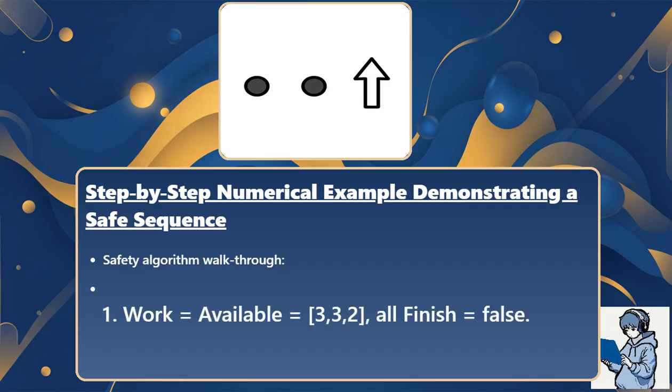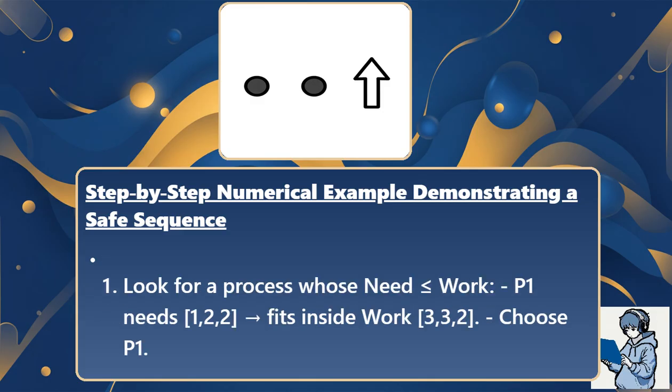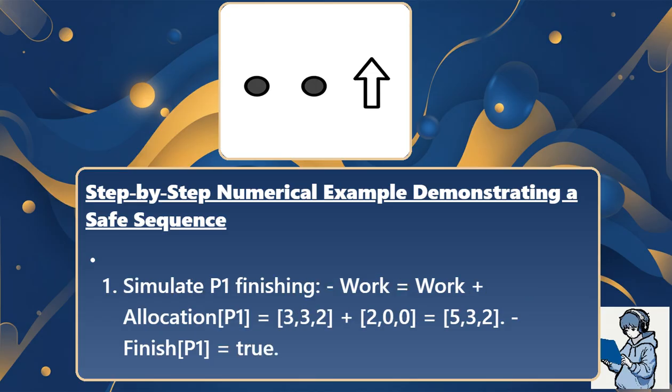Safety algorithm walkthrough. Step 1: Work equals available, which is 3, 3, 2. All finish equals false. Step 2: Look for a process whose need is less than or equal to work. Process 1 needs 1, 2, 2, which fits inside work 3, 3, 2. Choose process 1. Step 3: Simulate process 1 finishing. Work becomes work plus allocation of process 1, which is 3, 3, 2 plus 2, 0, 0 equals 5, 3, 2. Finish of process 1 equals true.